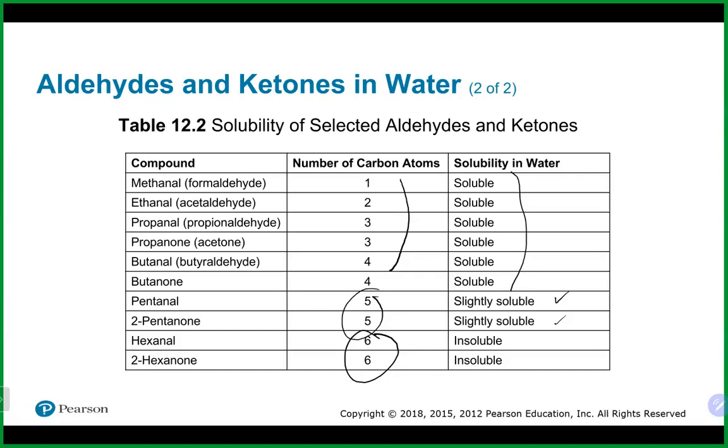Again, what happens as it gets bigger is that you only have this small little part that can interact with water. As this thing gets bigger with lots of carbons, sometimes referred to as steric hindrance, things get in the way and the water can't get in there enough to make it really soluble. So with 4 or fewer, you're good. With 5, you're kind of pushing it. With 6, you're pretty much out of luck in terms of solubility of aldehydes or ketones with water. Any questions on that?